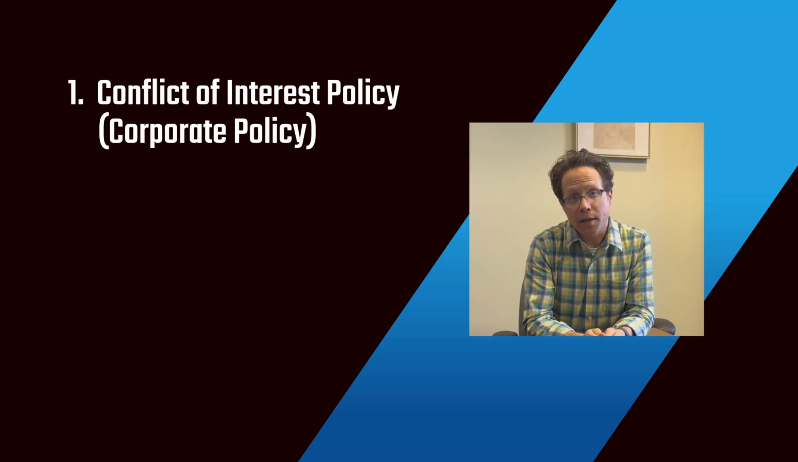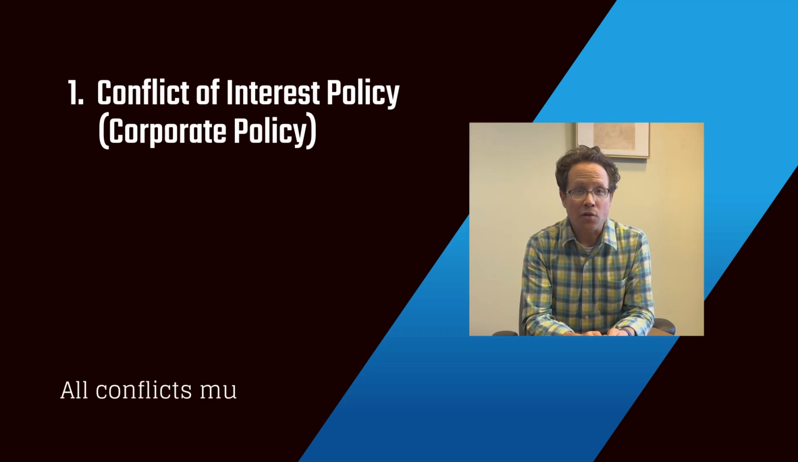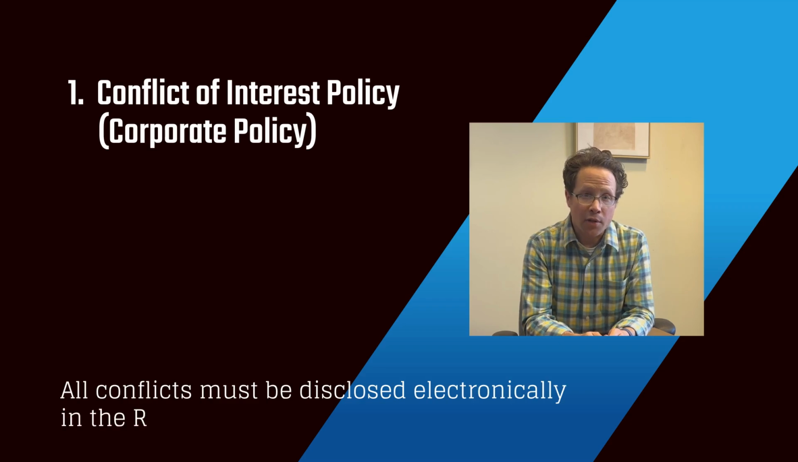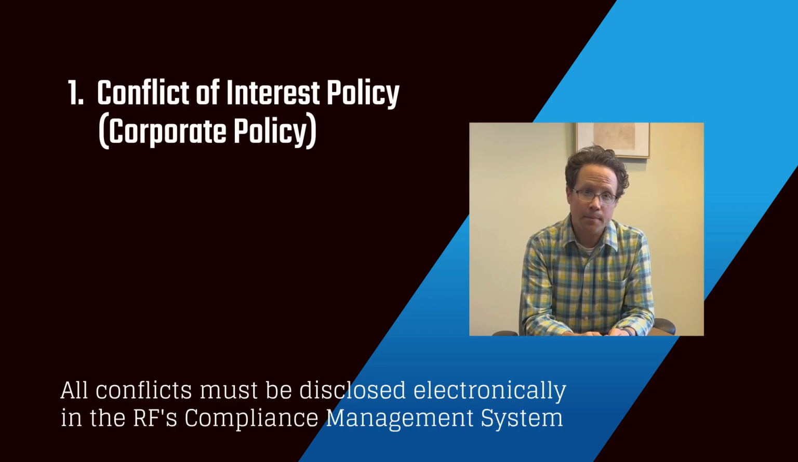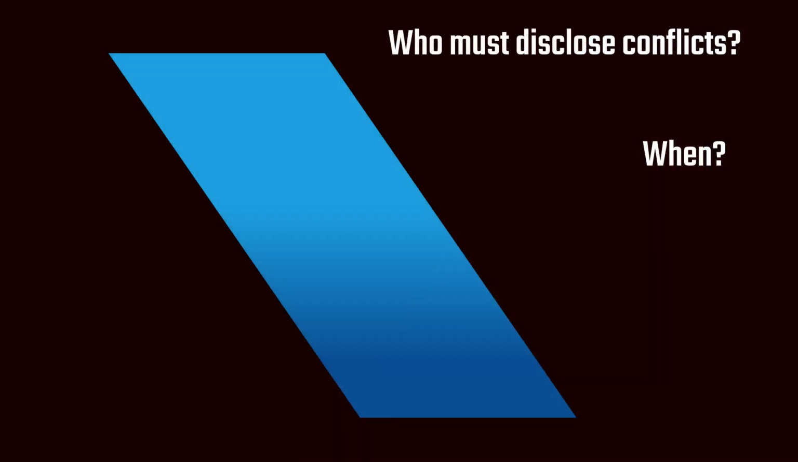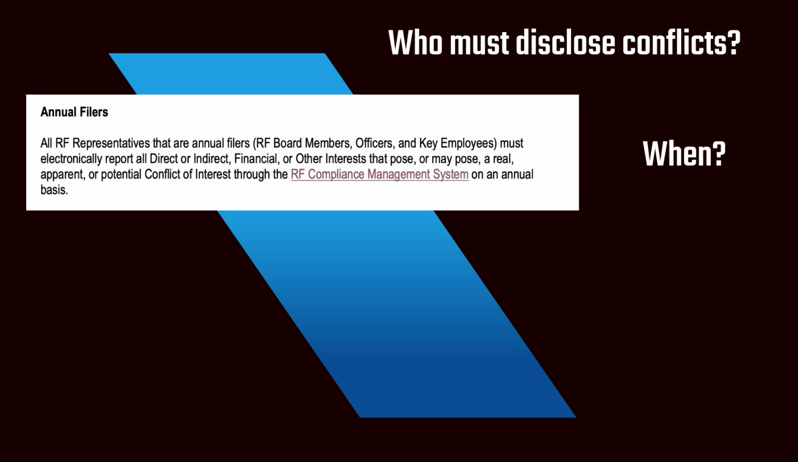The first change we made to the corporate policy requires all conflicts to be disclosed electronically using our centralized compliance management system. Some RF representatives are assigned a disclosure and are required to complete it every year, whether they have potential conflicts to report or not. These annual filers already use our compliance system for this, and the change does not affect them.